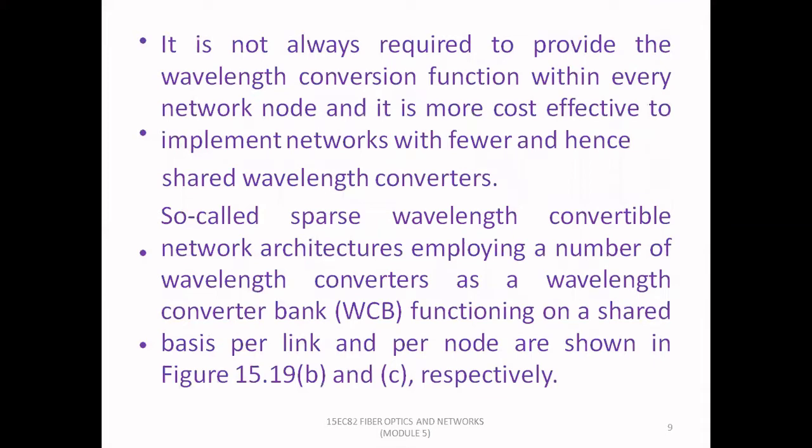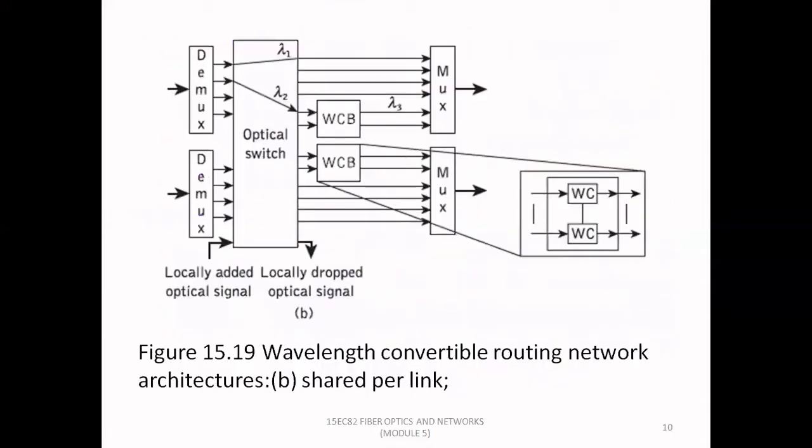It is not always required to provide the wavelength conversion function within every network node, and it is more cost effective to implement networks with fewer and hence shared wavelength converters. So-called sparse wavelength convertible network architectures employing a number of wavelength converters as a wavelength converter bank, WCB, functioning on a shared basis per link and per node are shown in figure 15.19b and c respectively. So this is the wavelength convertible routing network architecture based on shared per link.